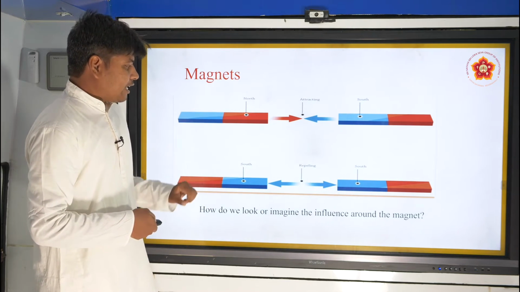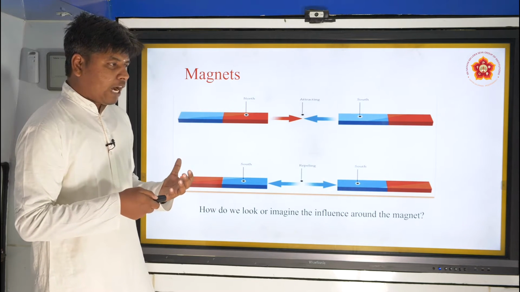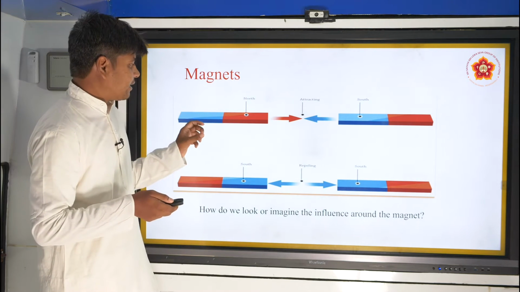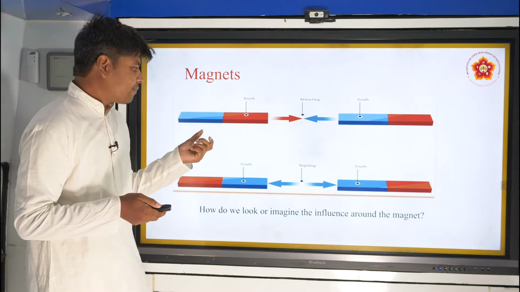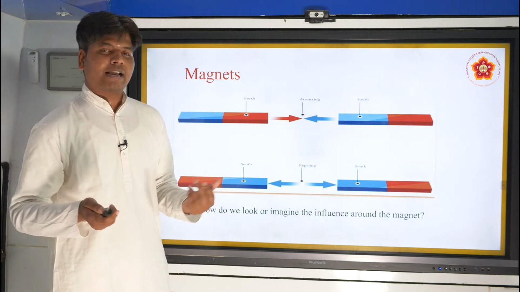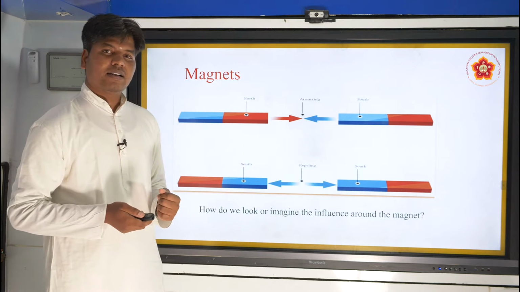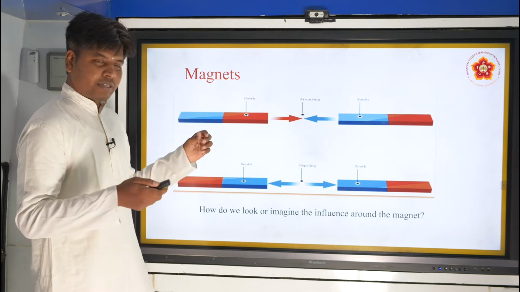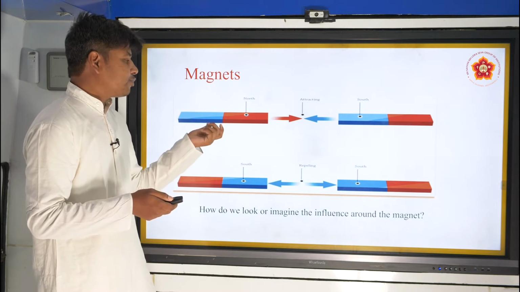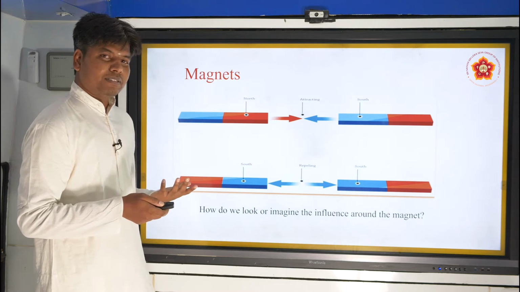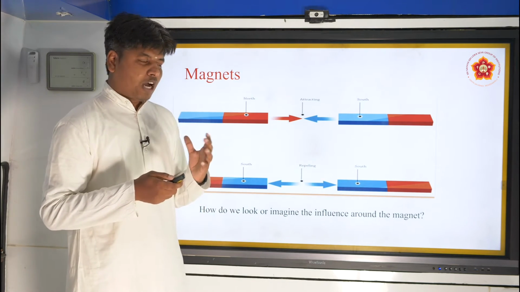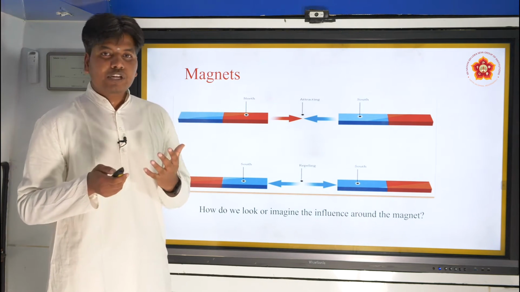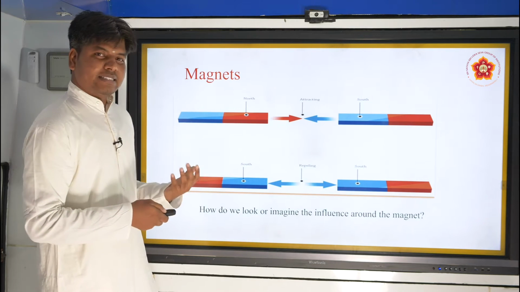So as we understood this, how do we imagine the influence around the magnet? Now if I take an iron box or some magnetic object around the magnet, it kind of attracts, right? I'm not physically connecting it. I just put it near it. What happens? It kind of attracts. So how do we imagine the influence that the magnet is producing around it? We need to know that. So for that, let us play.